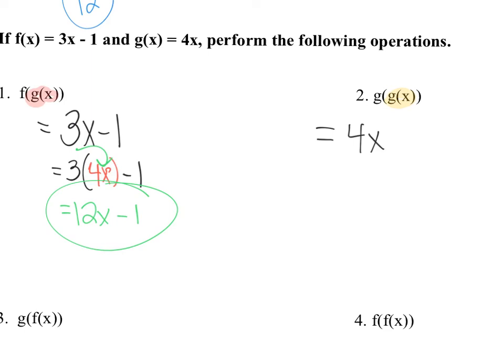So, here, it's important to remember that this x right there goes away, okay? When you plug in for an x, that x goes away. So we shouldn't see 4x times 4x, okay? Everywhere I saw an x, I plugged in g of x to get 4x. Now, what's 4 times 4x?